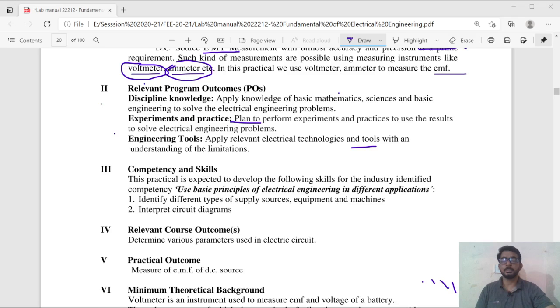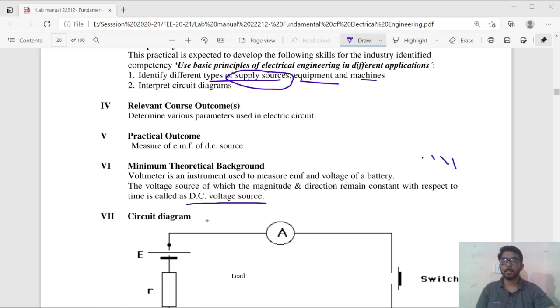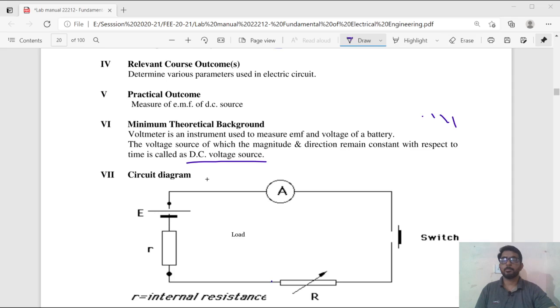Competency and skill: this practical is expected to develop the following skill in the students, that is, identify types of supply sources, equipment and machines. So, types of supply sources means he should be able to identify whether it is a current source or a voltage source, dependent or independent. Interpret the circuit diagram, he can read the circuit diagrams. Relevant COs: determine the various parameters used in the electrical circuit. Practical outcome: measure the EMF of the DC source.